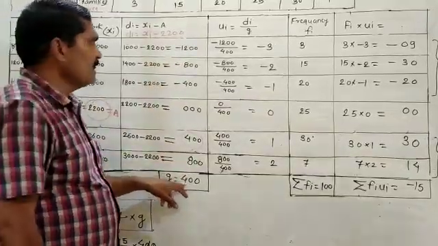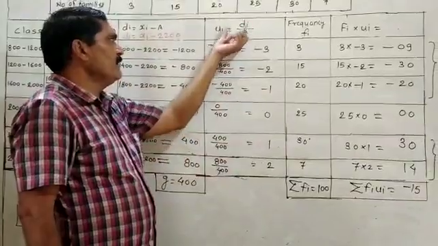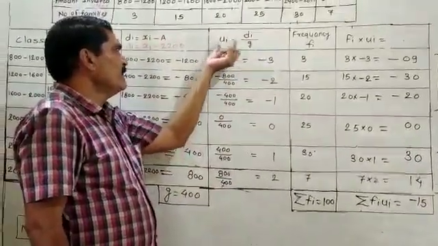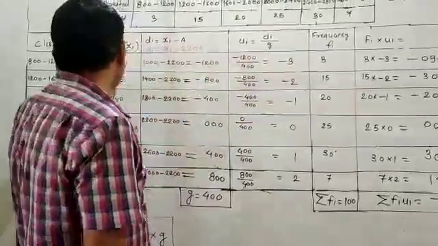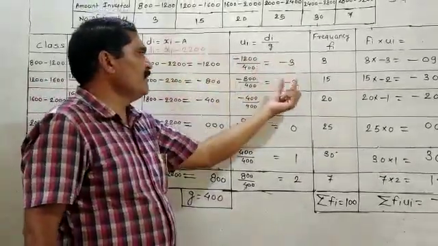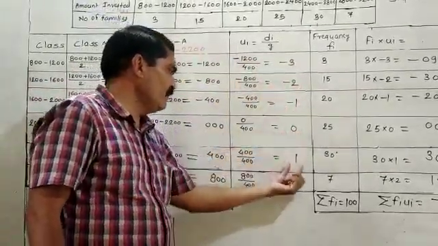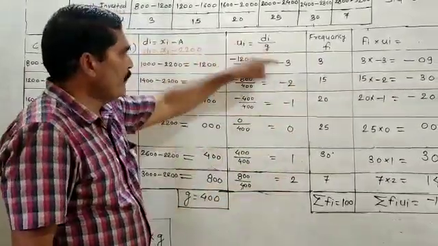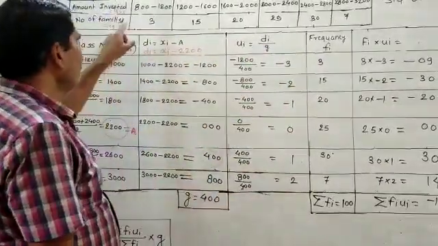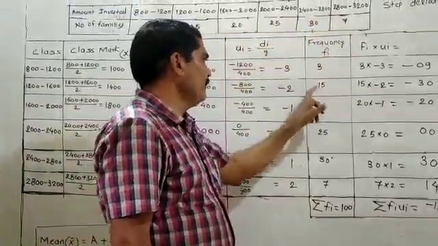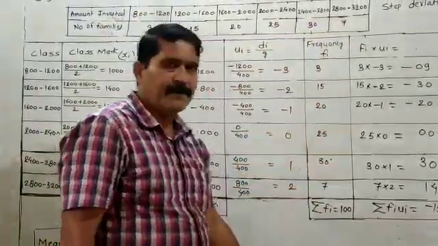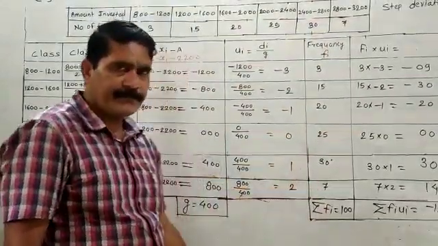The greatest common divisor of all the di is 400. So G is equal to 400, and ui is equal to di upon G. At that time this column ui will come minus 3, minus 2, minus 1, 0, 1 and 2. In this way you have to find the ui. After that you have to write the frequency 3, 15, 20, 25, 30, 7. This one is given in the column.